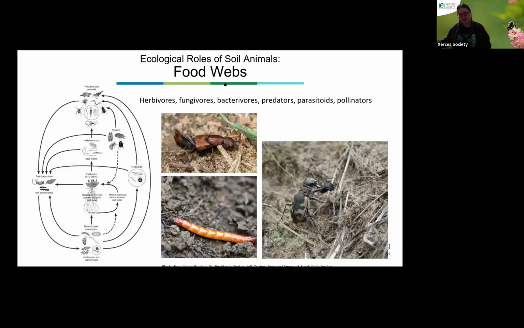And then, as I mentioned earlier, this is just a depiction of the ecological roles of soil animals in food webs. So there's herbivores, fungivores, bacteriivores, predators, parasitoids, and pollinators all using the soil during all or part of their life cycle, depending on the group of insect. And at the bottom of the food chain, they help support plants and animals all the way up to predators and parasitoids up here. So they're really helpful in supporting just the diversity of other wildlife, including vertebrate wildlife.